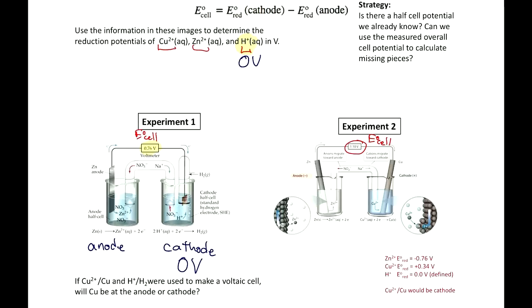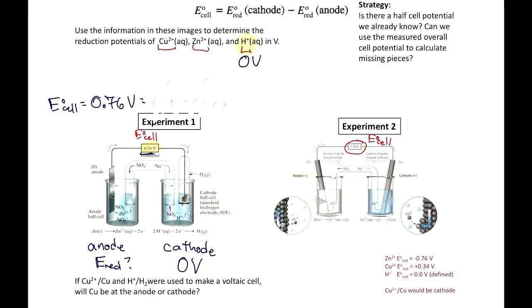We are trying to figure out what is the reduction potential of the anode? So in this case, it's zinc. And both of these things have to add up to the overall cell potential. So that's given right here in the voltmeter, that E cell for this reaction is equal to 0.76 volts. And then we have to do cathode minus anode. We already know what the cathode is because we identified it as hydrogen.